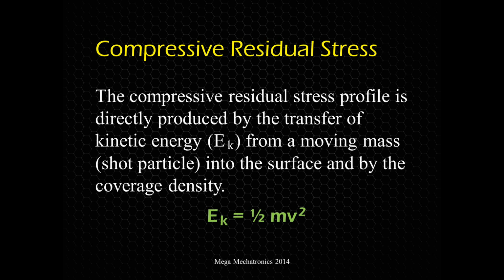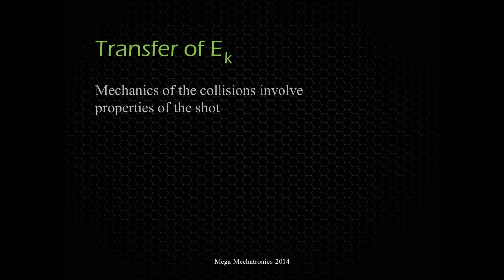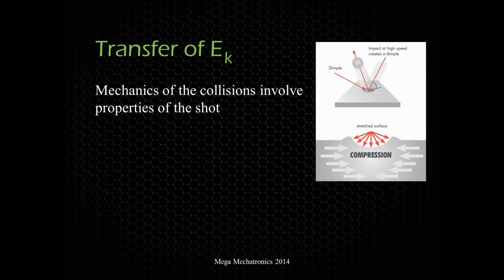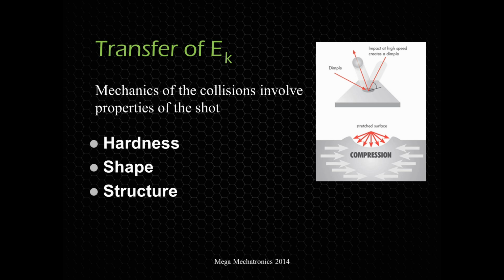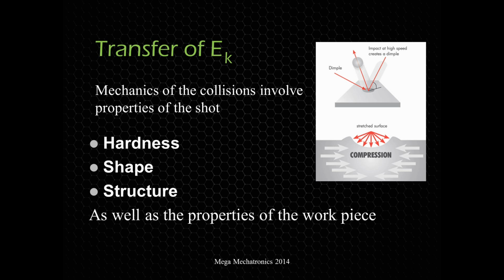And of course, the formula for kinetic energy is 1/2 times mass times the velocity squared. So the transfer of kinetic energy. We're looking at the mechanics involved with the properties of the shot: shot hardness, the shape and structure, as well as the properties of the workpiece. In the little diagram up top, we see that little red line showing the path of that sphere at an angle, and it creates that dimple. Below that, we have our stretched surface and the compressive residual stresses that have been imparted into the surface.